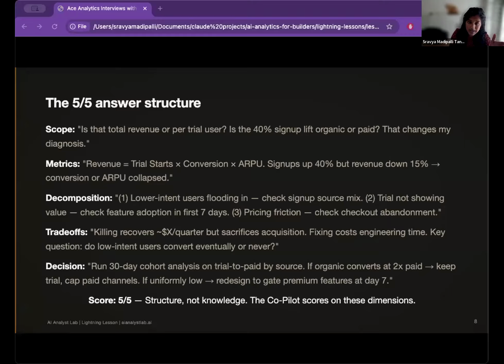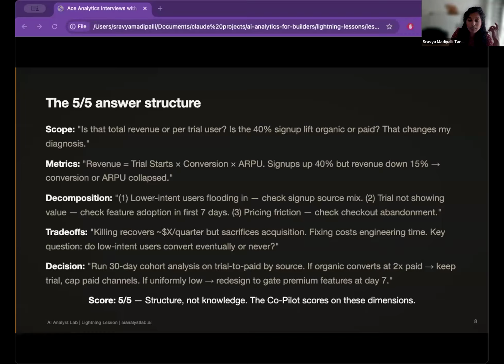Decomposition: lower intent users flooding in, check sign up source mix. Trial not showing the value, check feature adoption in the first 7 days. Pricing friction, check checkout abandonment. These are the multiple hypotheses that you could generate from that metric that you decomposed into. I don't have all the detail here, but you basically talk to your interviewer, confirm with the interviewer, and ask them, hey, these are a bunch of things we could go into. Which direction do you want me to go in, right? And that tells the interviewer that, yeah, this person really thought through all the details, and is asking which area they want to get into.